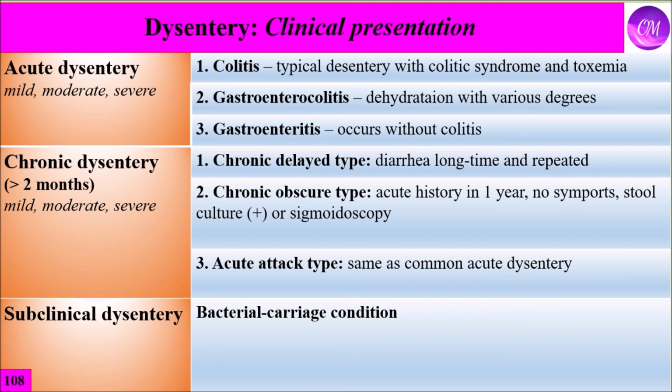There are 2 types: the chronic relapsing type, characterized by long and repeated diarrhea, and the chronic obscure type, with an acute history within 1 year, no symptoms, and positive stool culture or sigmoidoscopy. The acute attack is the same as common acute dysentery. But subclinical dysentery is characterized by a bacterial carrier condition.